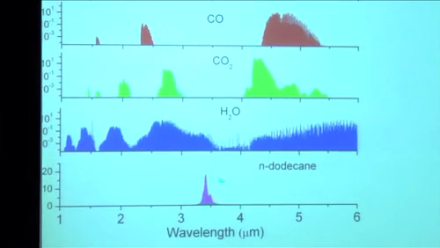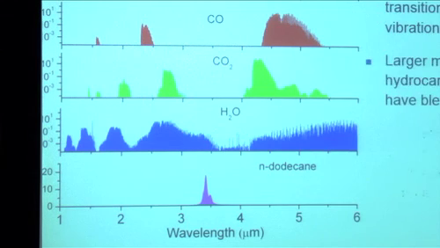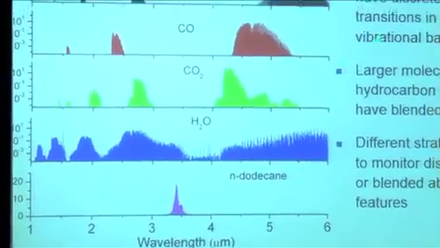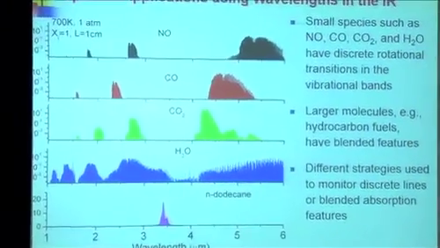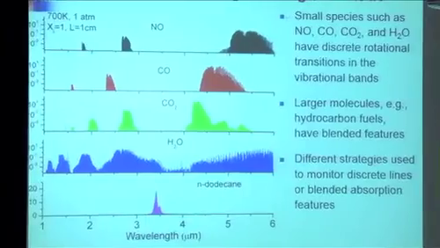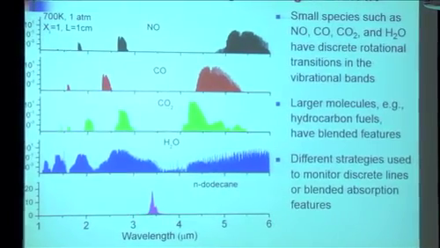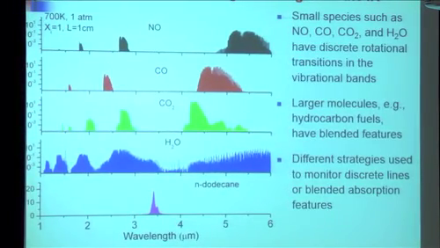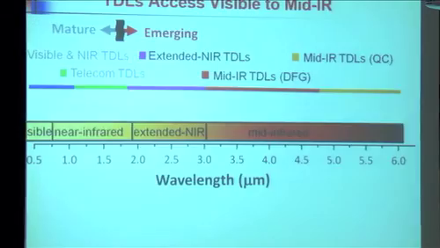Fuels are always absorbed down here around 3.4 microns. But now the difference between the fuel and these small molecules is that small molecules have discrete spectra. So if I blew this up, you see all the lines are completely separated. The fuel, on the other hand, is like a broad featured structure. You have to use a different strategy for these blended absorption features.